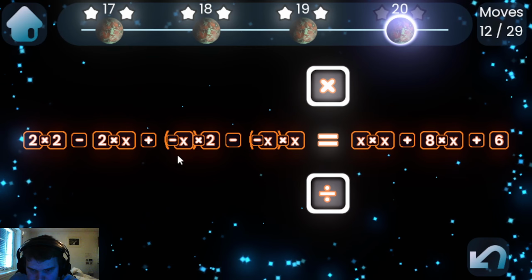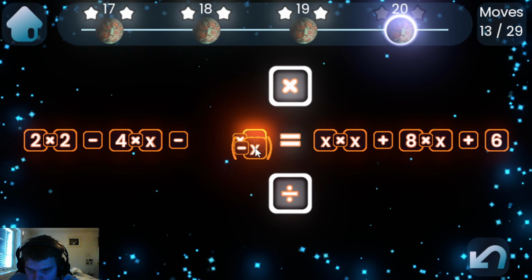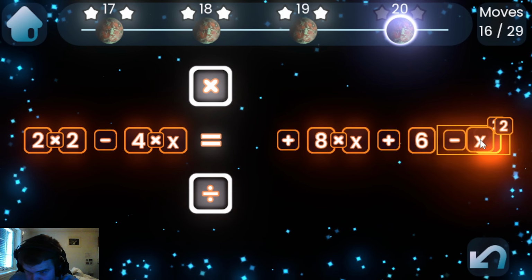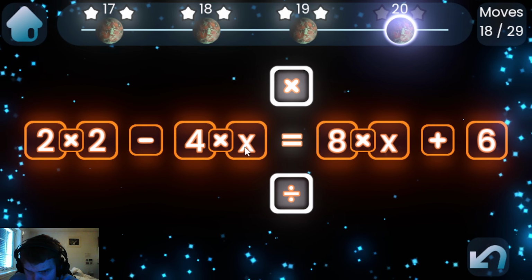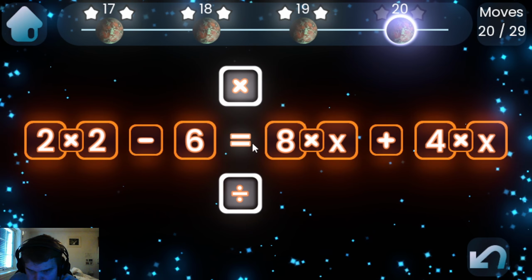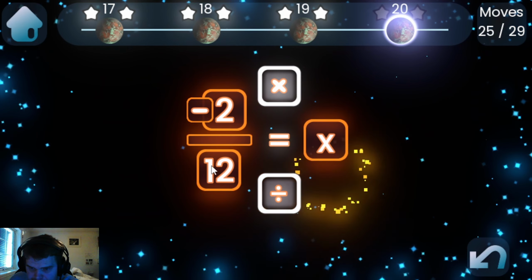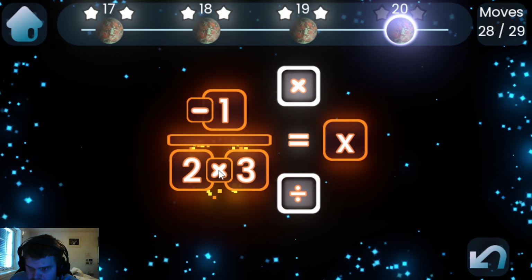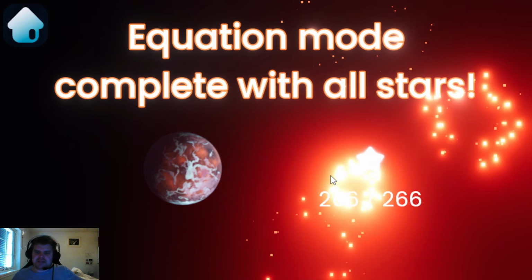Let's see, we got the x terms in the middle. This can turn into x squared, so can this, and then we kill those. Let's move the x's here and the numbers here because we got the positive side here. All right, we got it. Ooh, I don't know if I have enough moves now. Oh yeah, we do, just barely. Well, that's it.